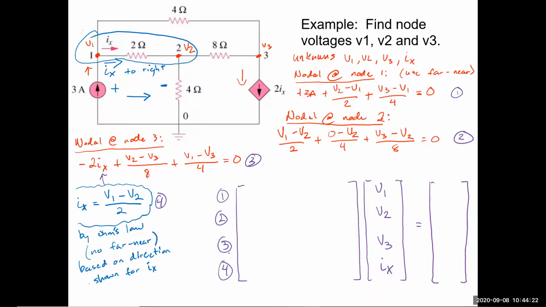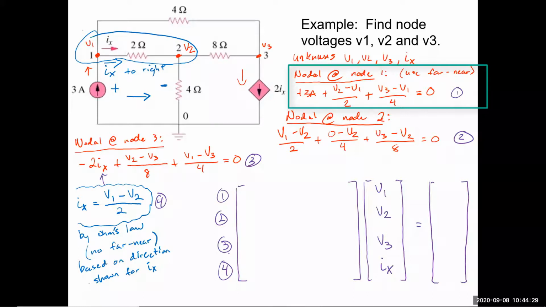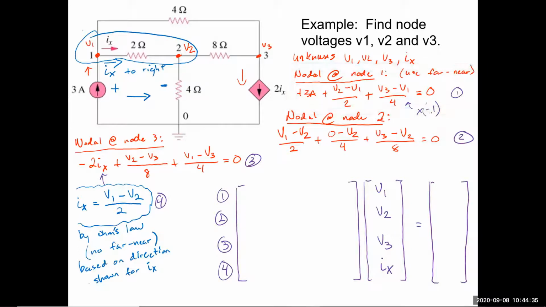I'm going to try to collect the terms. For this one again, I'm going to multiply this times -1, and then I'm going to move the 3 amp source over to the other side. So we're going to get 3 amps on this side. Let's collect the terms for V1. So we have a V1 over 2 and a V1 over 4. They've been multiplied by -1, so they're going to become positive.